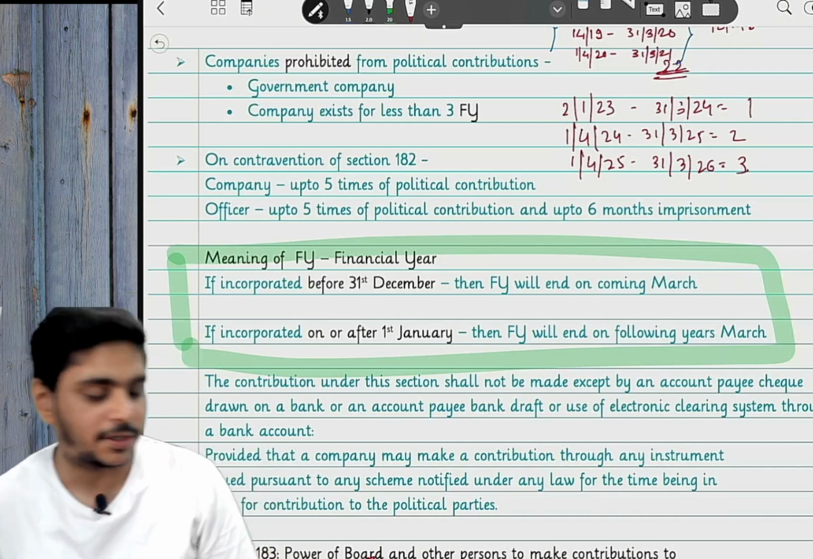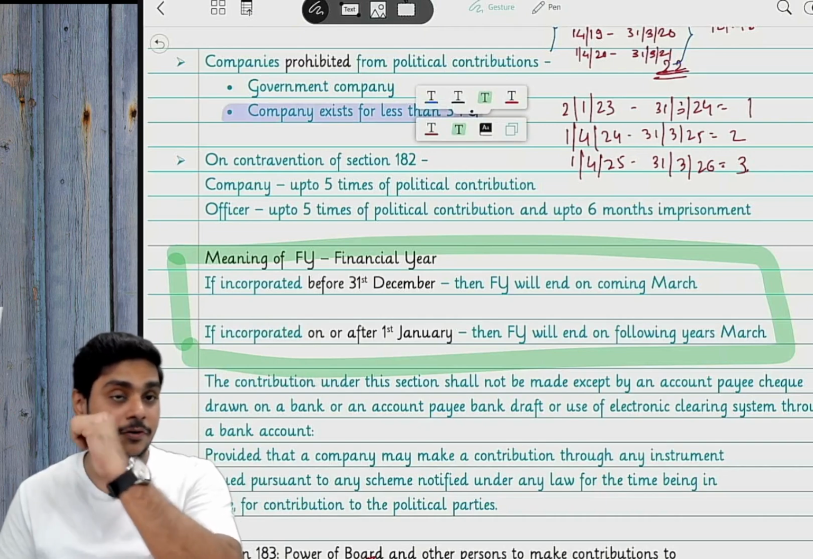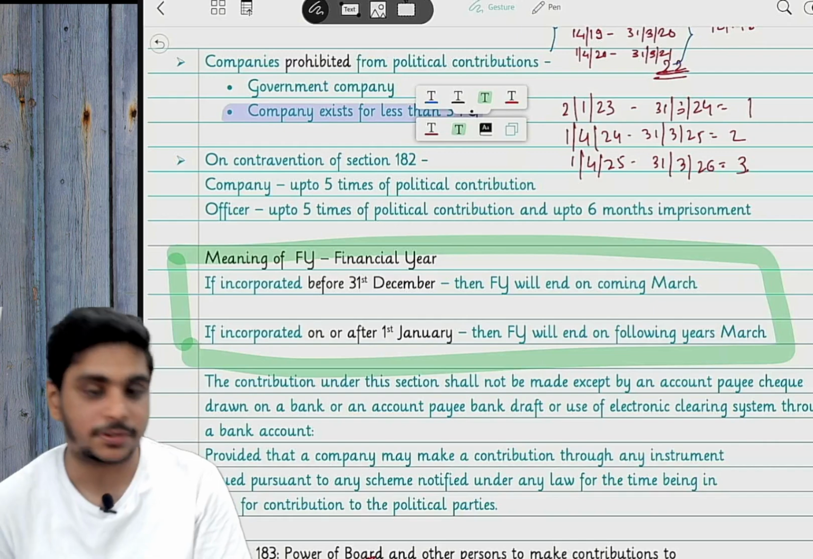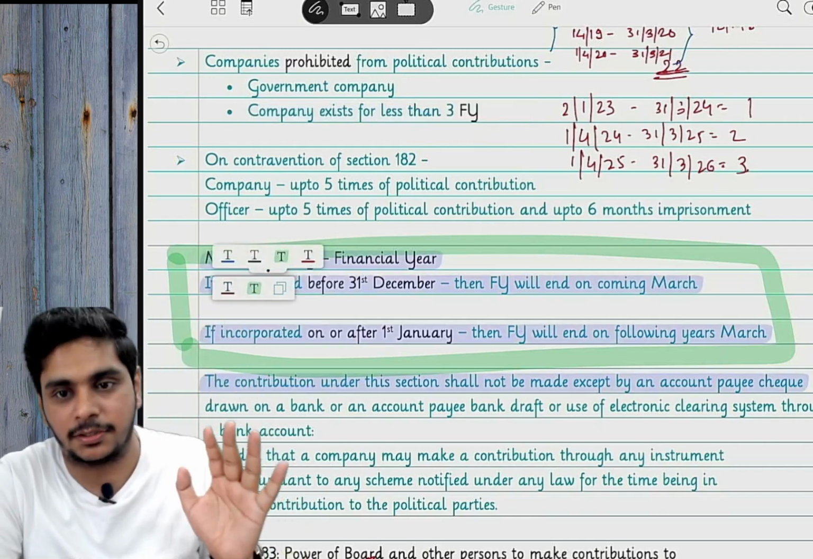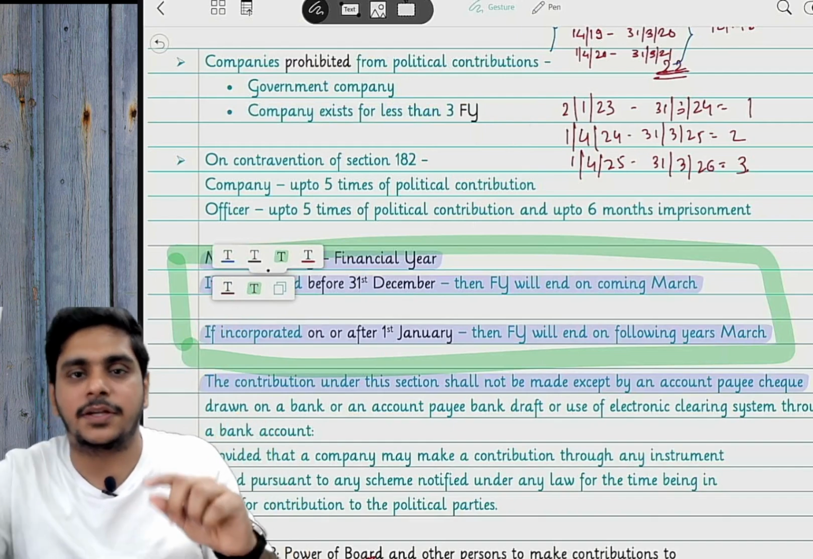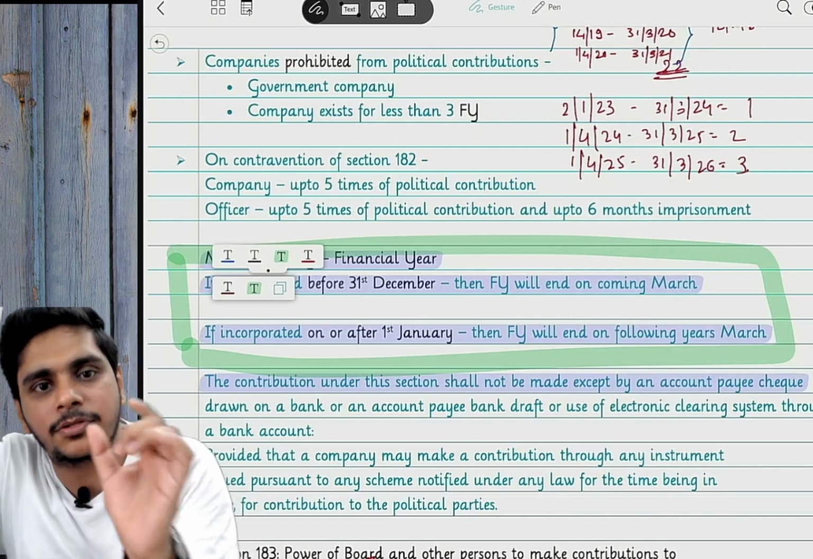So because of this word, less than 3 financial years, if you are a company which is incorporated for less than 3 financial years, you can't make charitable contribution. So that is the reason we have written it here. See, the only problem is of the year of incorporation. If it is second, third financial year, it is April to March. Only problem is of the first financial year when the company gets incorporated.